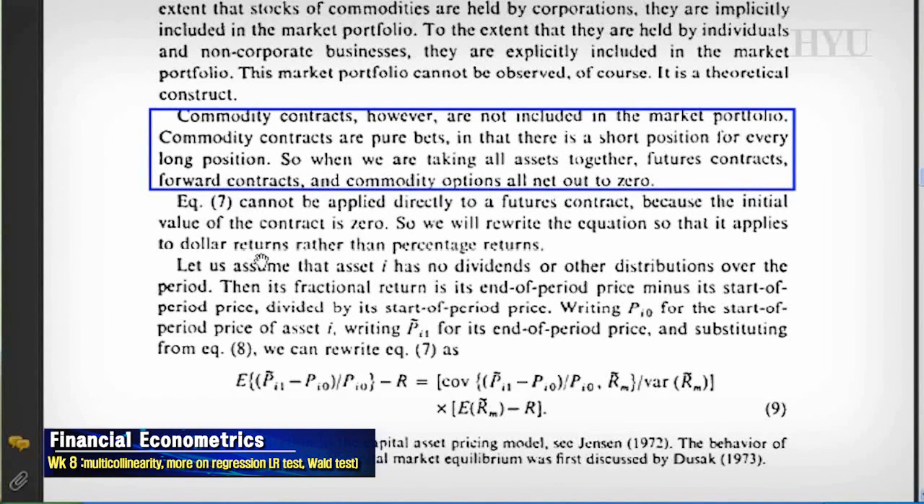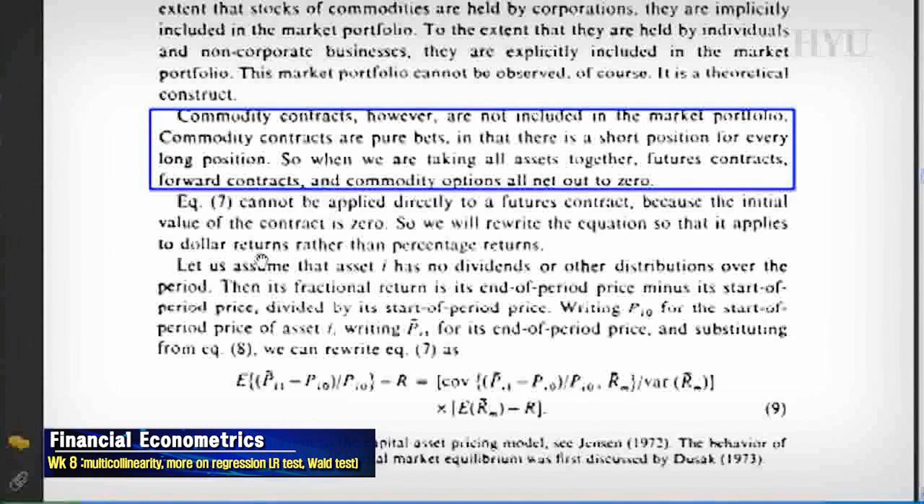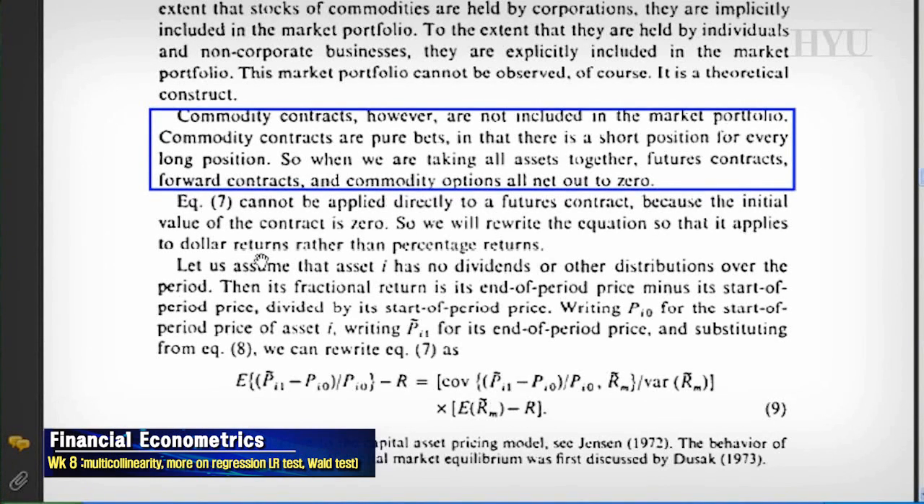At the initial point, when the contract is made, for both the forward contract and the futures contract, the value should be 0. When the contract is first made, if it is positive, no one would short the contract. If it is negative, no one would long the contract. So when the contract is first made, it should be 0. But as time goes by, of course, the value of the contract can be different from 0. So anyway, we need dollar return.